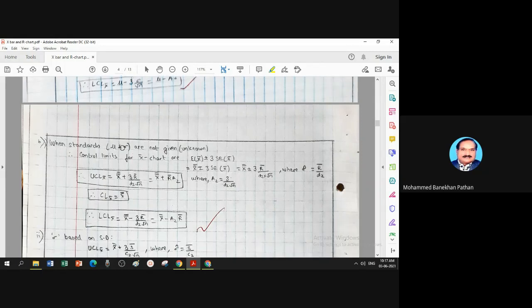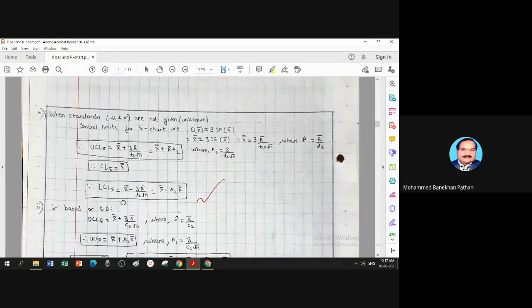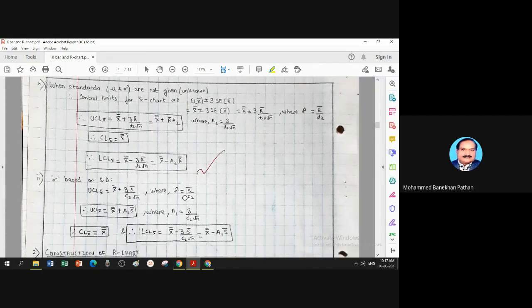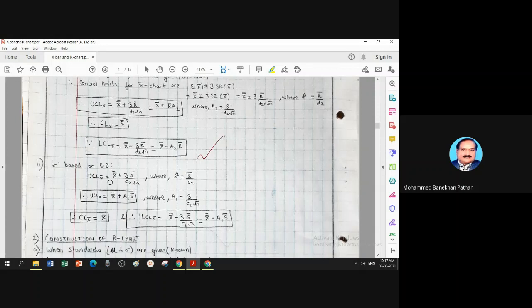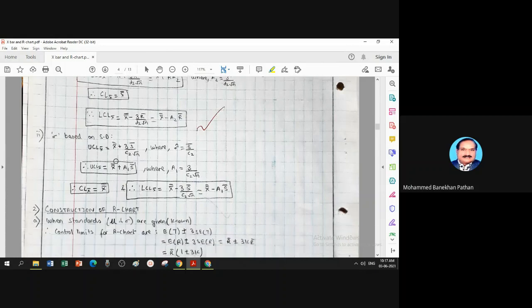So when the parameters are not given, your upper control limit is X double bar plus A2 times R bar, central limit is X double bar, lower control limit is X double bar minus A2 R bar, where A2 is 3 divided by d2 times root n. Sigma based on standard deviation: if sigma is unknown, we use S bar as an estimate. So these are the corresponding limits if sigma is considered as unknown.